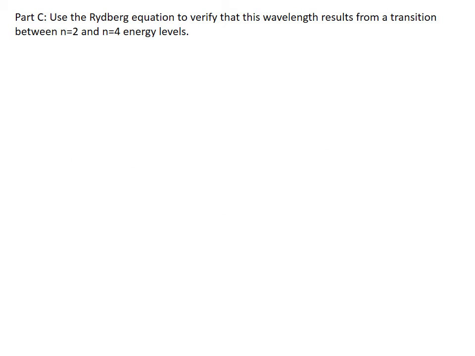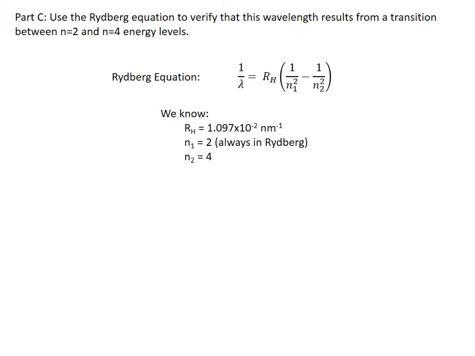For part C, we're going to use the Rydberg equation to verify that this wavelength results from a transition between the n equals 2 and n equals 4 energy levels. Remember, the Rydberg equation was empirically derived from the observation of hydrogen's emission spectrum. It doesn't have a theoretical underpinning. The Rydberg equation states that 1 over lambda, the reciprocal of lambda, equals the Rydberg constant, R sub H, times 1 over n sub 1 squared minus 1 over n sub 2 squared.